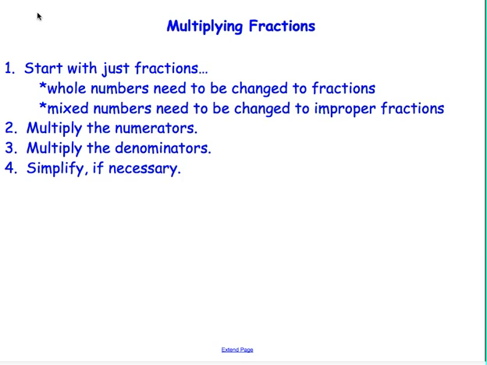Step 2, multiply the numerators. Step 3, multiply the denominators. Step 4, simplify if necessary. Now, if you had to change a mixed number to an improper fraction before you began, you're going to have to simplify. So get used to always looking for that simplifying or reducing that needs to happen. Make sure you have this copied down in your notebook before we move on. If you need to pause here, go ahead and do that.